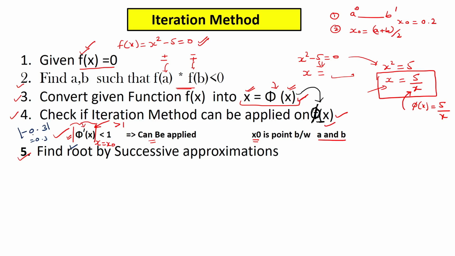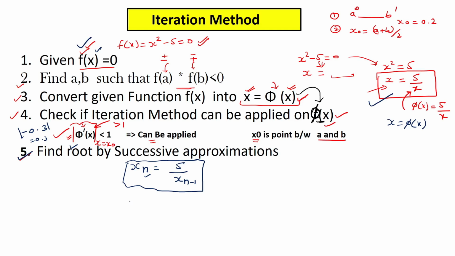So if our method can be applied, we will come to step number 5, and this says we have to find the root of this given function using successive approximation. So what does it mean? Here we have got this x equal to phi of x form, right? So here we will write xn equal to phi of xn minus 1. This is the general form that we will be using to find the roots of this given f of x. And what is this n? N is the iteration number.